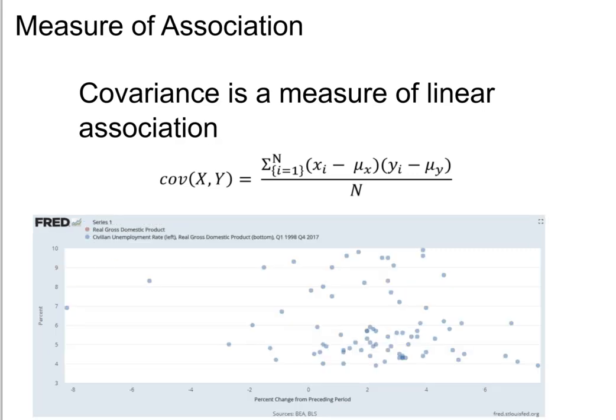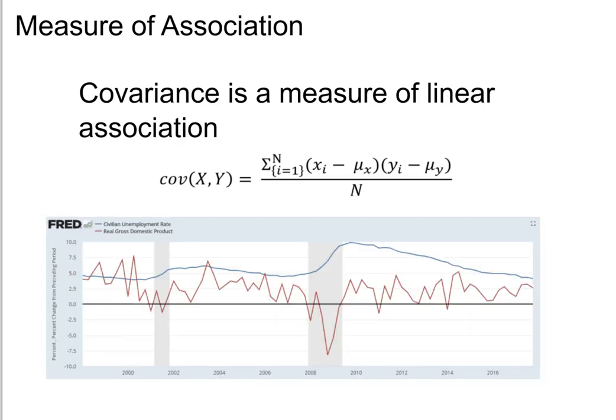Lastly, we want to talk a little bit about some measures of association when we're not talking about a single variable, but we're talking about two variables together. So covariance: I've got two different data sets there. I've got the unemployment rate in blue, and then I've got the real gross domestic product. This is the growth in the real gross domestic product, not the level of gross domestic product. Does it look like there's an association between those two?